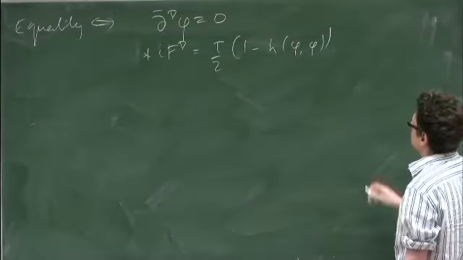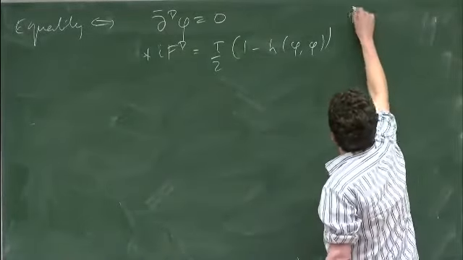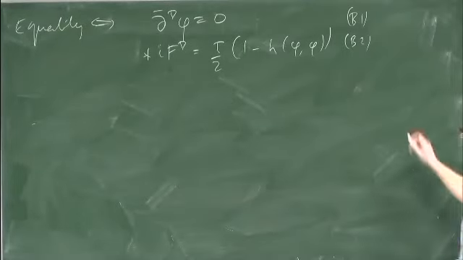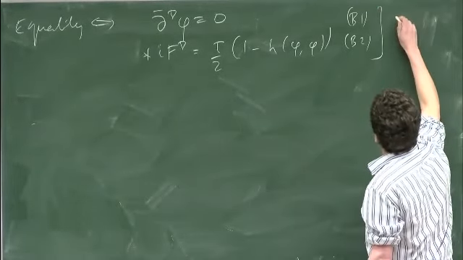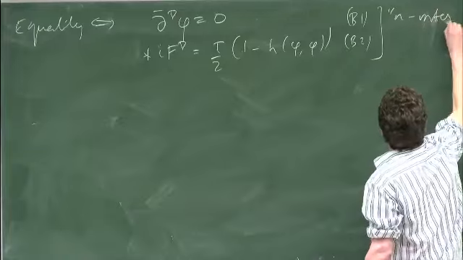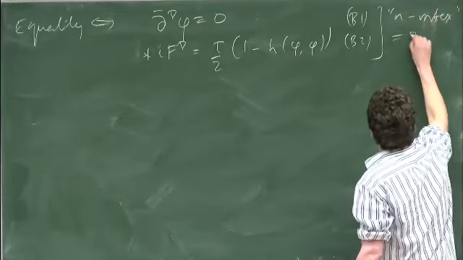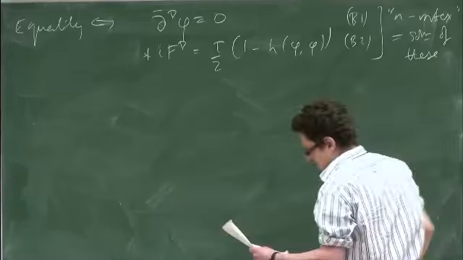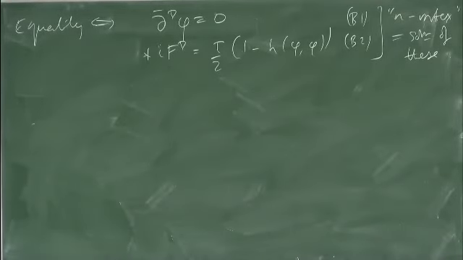Okay, so these are called the Bogomolny equations. Let me call them B1 and B2 for Bogomolny 1 and Bogomolny 2. And solutions of these are called n vortices. So an n vortex is going to be a solution of these.